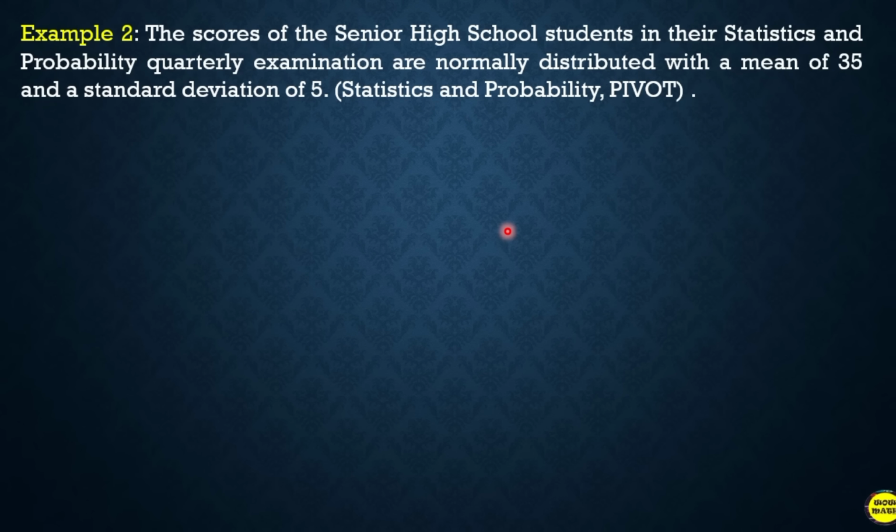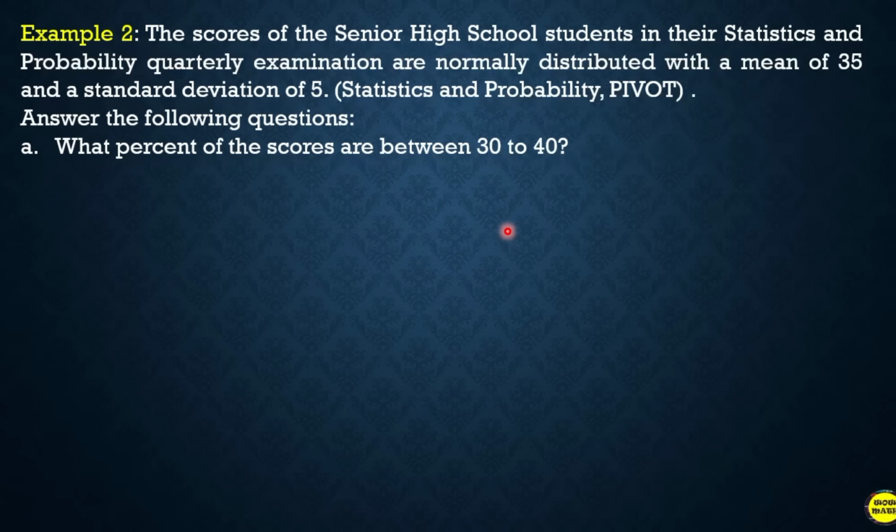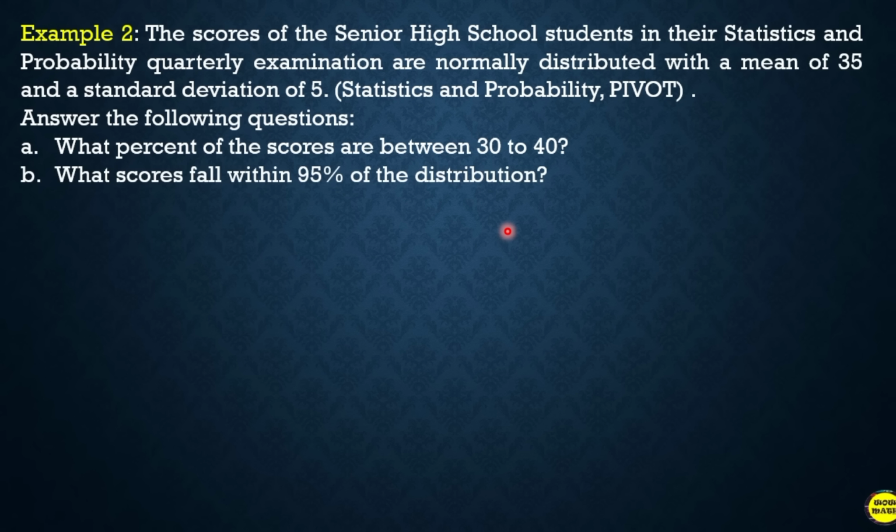Okay, example number 2. The score of the senior high school students in their statistics and probability quarterly examination are normally distributed with a mean of 35 and standard deviation of 5. So, itong problem na to kinuha ko sa statistics and probability grade 11 na available sa DepEd Commons. So, we're going to answer the following. First, what percent of the scores are between 30 to 40? Pangalawa, what scores fall within 95% of the distribution?